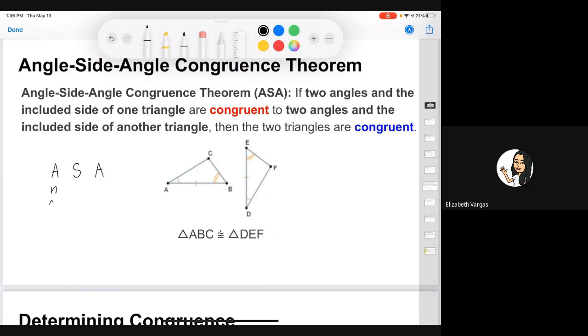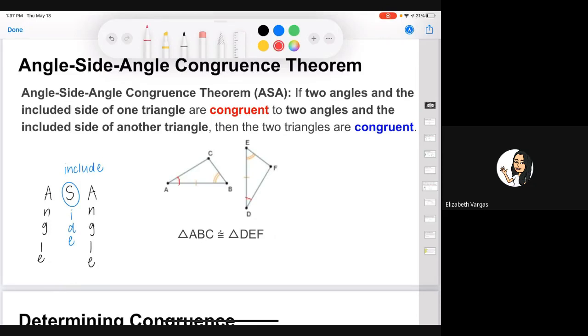So it tells me if I have two angles which are congruent to each other, and remember whatever's in the center is going to be my included. So this is going to be my included side, my side in between those two angles. If my two angles and my included side are congruent to the two angles and the included side of the other triangle, then those two triangles are going to be congruent. So I'll see that here.